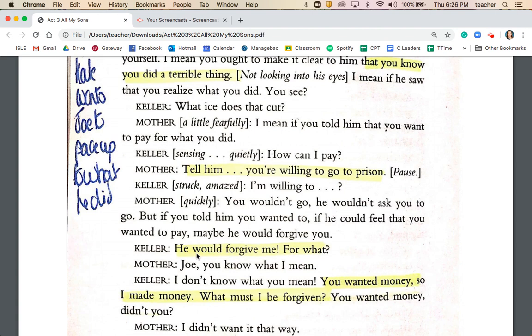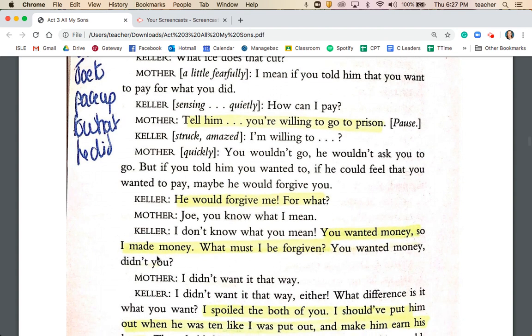And Joe is saying here, when Mother says maybe he would forgive you, he would forgive me for what? So Joe is still not really accepting his responsibility here, and he's still not facing up to what he's done. And when there's this mention about money again, Joe says, you wanted money, so I made money. What must I be forgiven?